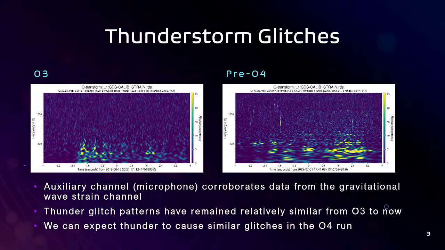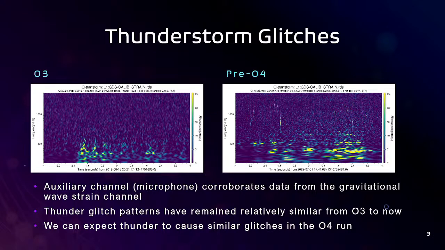So thunderstorm glitches are one example of external noise that interferes with gravitational wave data. In this case, the auxiliary channel that's corroborating the glitch seen in the gravitational wave strain channel is a microphone. It picks up the thunder as the thunder rolls through during a storm, and that shakes the detectors and causes a glitch that looks like this one up here on the left from O3.